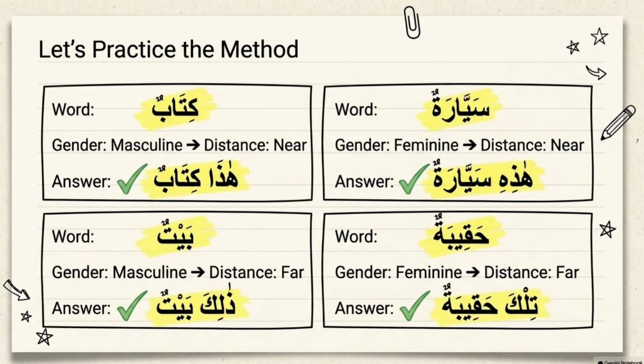Let's actually practice this method together, step by step, just like we're sitting at a table together. Take the word kitab. Gender, masculine. Distance, let's say near. The answer must be hava kitab. What about Sayyara? Gender, we know it's feminine. Distance, near. So the answer is havihi Sayyara. Now let's try objects that are far away. Bait is masculine and it's far, so we use talika bait. And finally, hakiba is feminine and it's far away, which perfectly matches with tilka hakiba. It's like a puzzle, right? Our 3-step formula just snaps the pieces perfectly into place every single time.